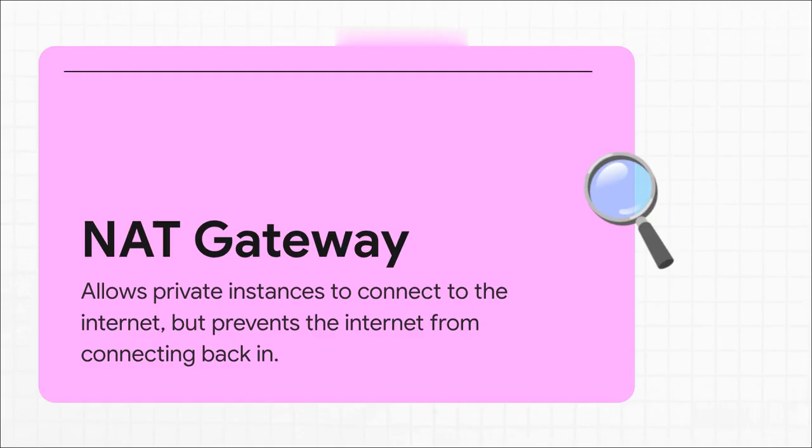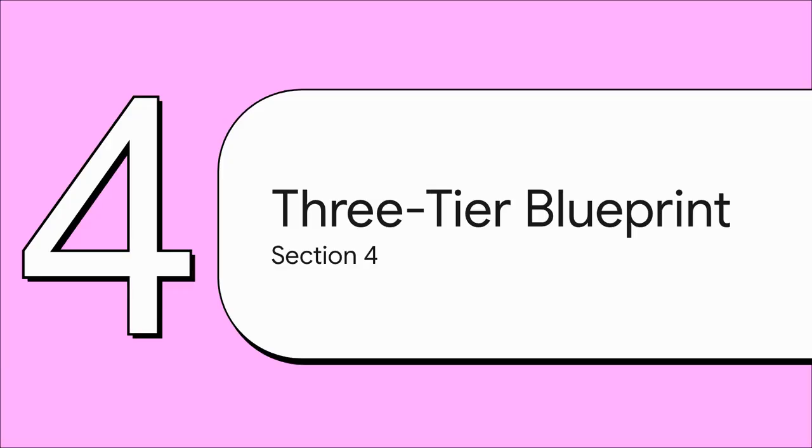It's a secure one-way door, absolutely essential. Okay, so we've got all of our building blocks, right? We have the walls, the gates, the different rooms, the road signs. Now let's put it all together and see how it works in a classic real-world example, a 3-tier web application.